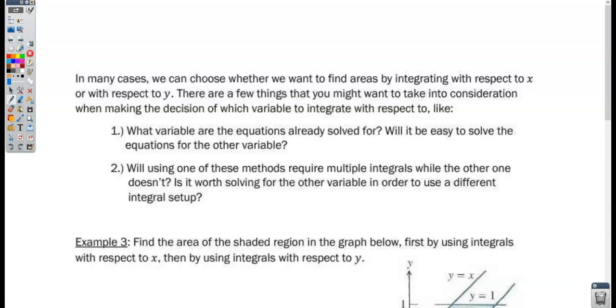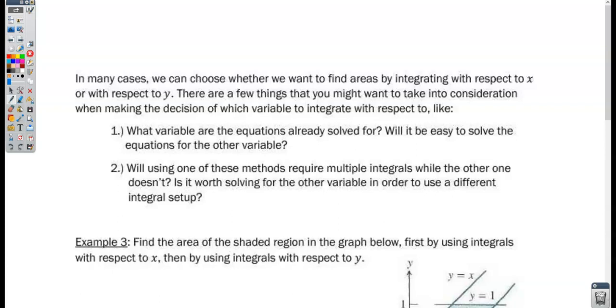There are some things that you want to take into consideration when you make the decision of which variable to integrate with respect to. I've got these numbered bullets. What variable are the equations already solved for? If all the equations are already solved for one variable, that might make it the obvious choice as far as which variable we integrate with respect to. Although sometimes it's easy to solve the equations for the other variable, and we can decide that it might be easier if we just went ahead and did that.